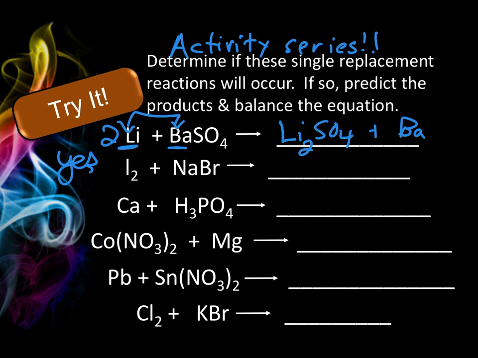All right, now I got to look at the nonmetals, the anions. That's on the far right. Well, iodine, bromine, it is less reactive than that. So at this point, we're going to get a no reaction. Let me go back and show you. All right, no reaction. That bromine is not going to replace the iodine because it's more reactive.